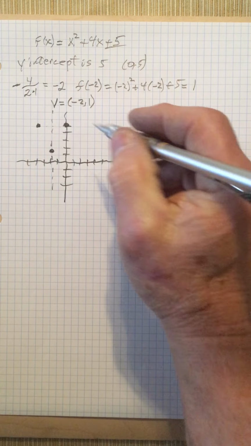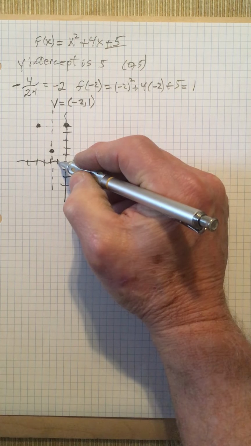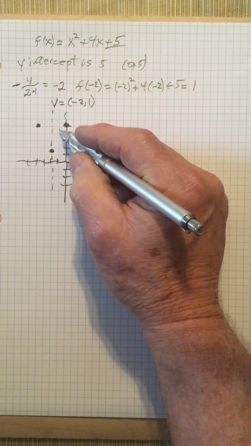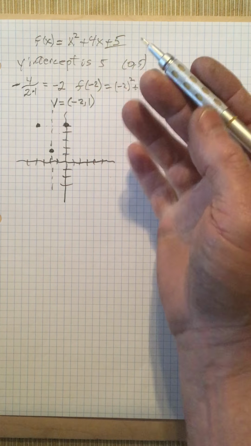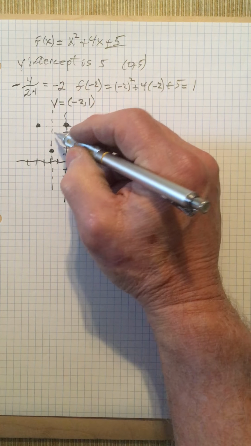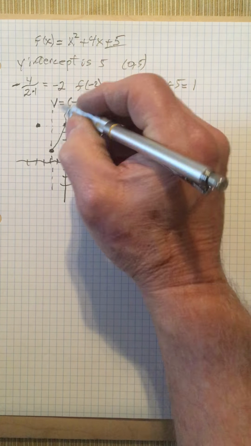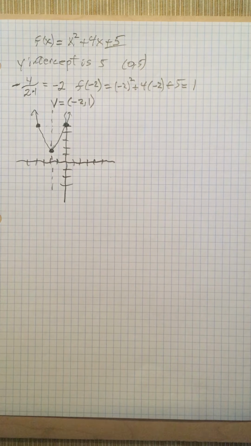If you want to generate more points, you could put x equals minus 1 in and see what you get for y. And you could generate that point. You'd have the mirroring point on the other side, but I don't think we need it. We can sketch it from here. And it looks something like that.